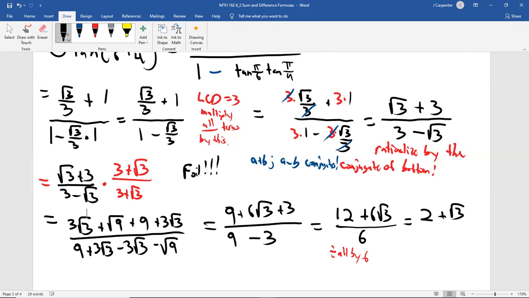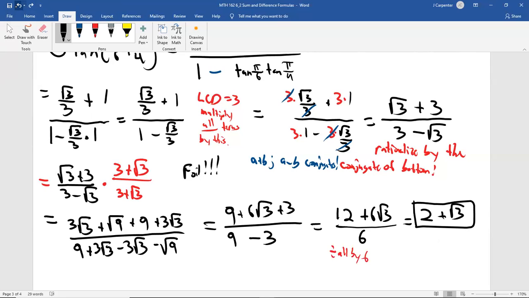That 6 was a 1, but we don't need to write anything over 1. Just leave it alone. So 2 plus square root of 3. The answer is surprisingly simple, and I bet no one was going to believe that that was the answer originally. And if you wrote square root of 3 plus 2, that's the same answer. But with these 12s and 6s, it is reducible.